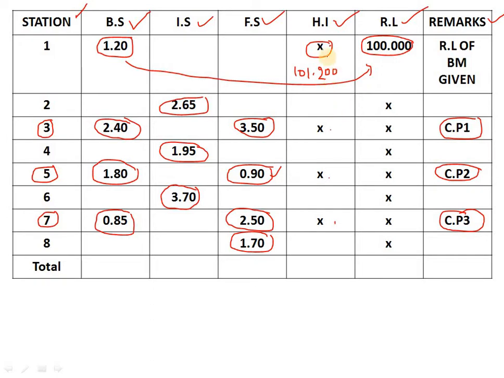So this is the HI. We now have the HI of station point 1. Now to get the RL of station 2, what we have to do? So now we have got the HI.